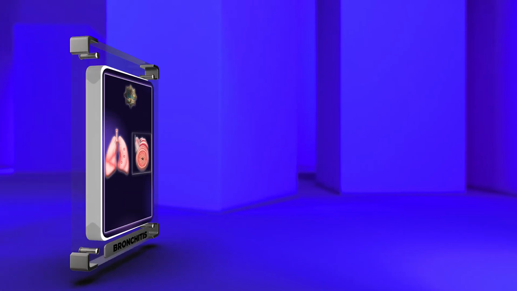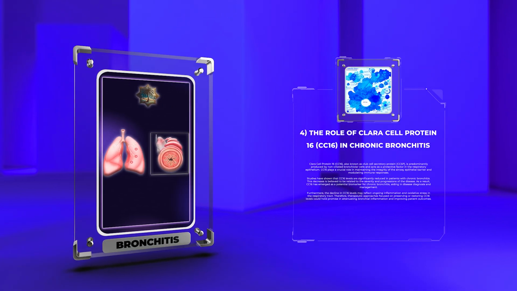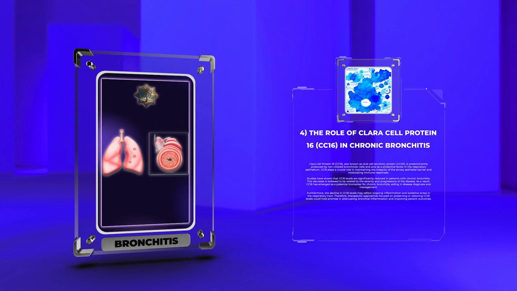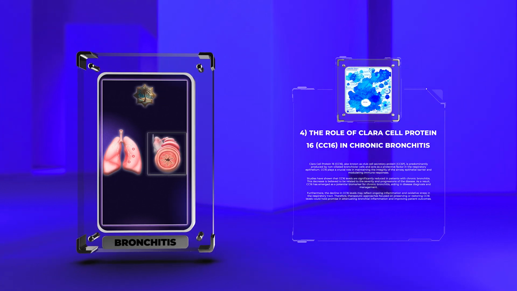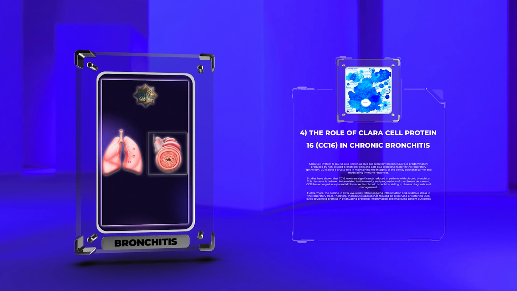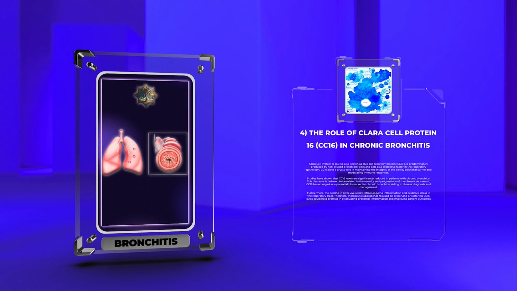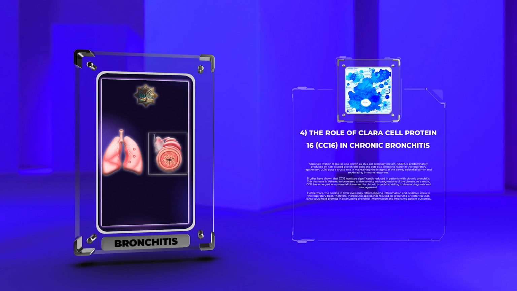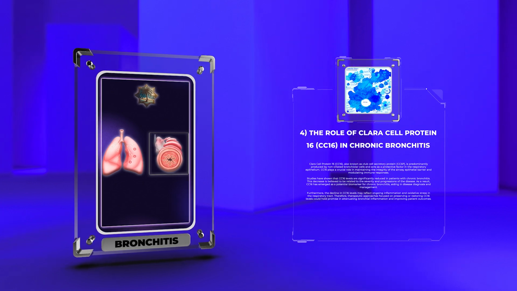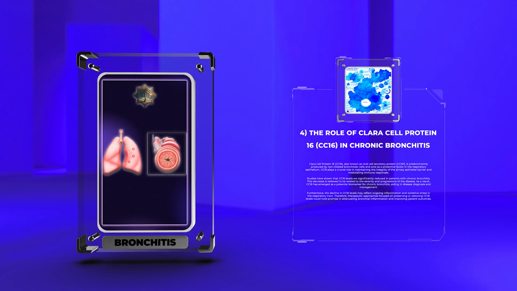Clara cell protein 16, CC16, also known as club cell secretory protein, CCSP, is predominantly produced by non-ciliated bronchiolar cells and acts as a protective factor in the respiratory epithelium. CC16 plays a crucial role in maintaining the integrity of the airway epithelial barrier and modulating immune responses. Studies have shown that CC16 levels are significantly reduced in patients with chronic bronchitis. This decrease is believed to be related to the severity and progression of the disease.